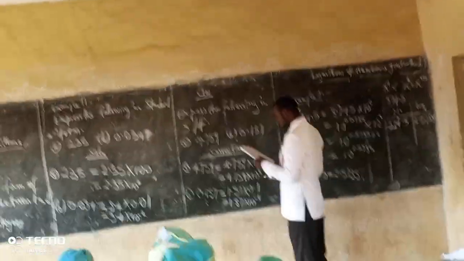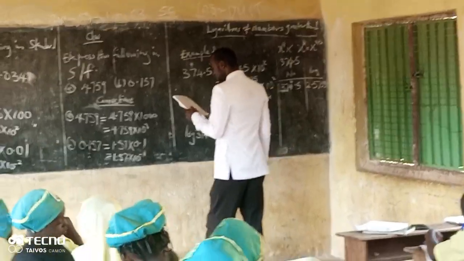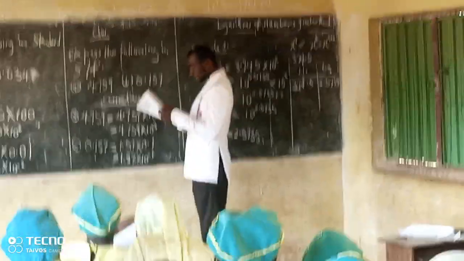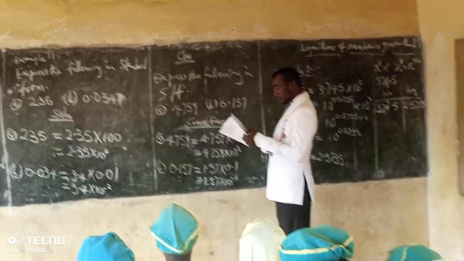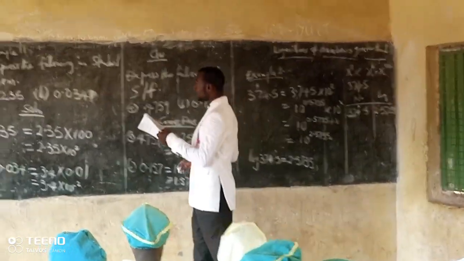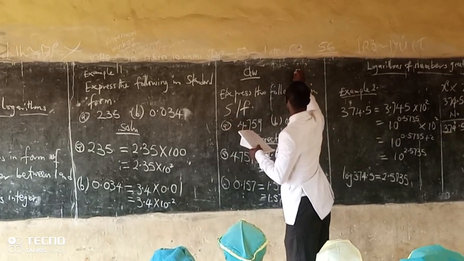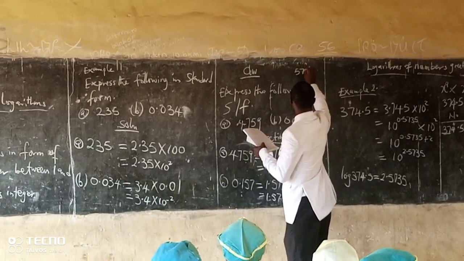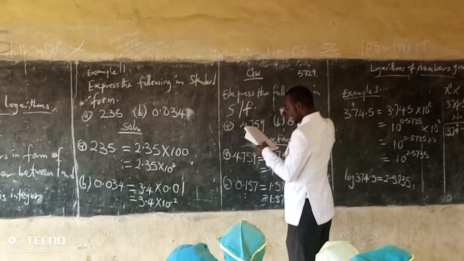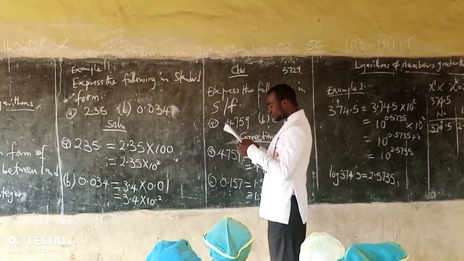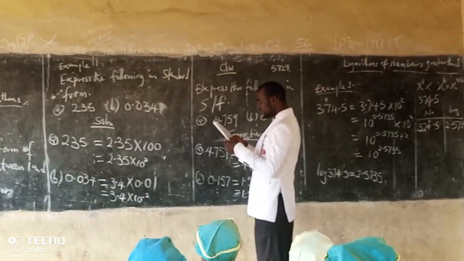37 under 4: 37 under 0, 37 under 1, 37 under 2, 3, under 4. 37 under 4 is 5, 7, 2, 9. And then to go straight, that straight line, you see where the difference is.